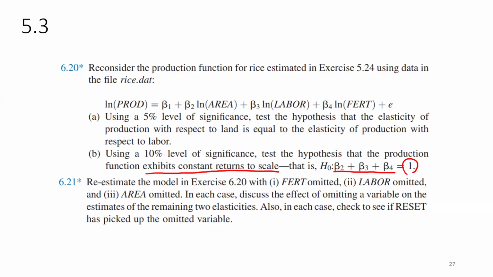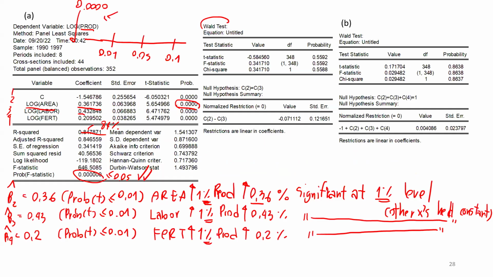Then they re-estimate the model by omitting some variables. Discuss the effect of omitting variables. Check the RESET test and pick up the omitted variable.